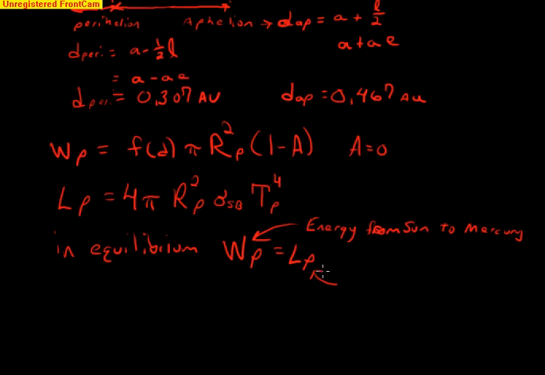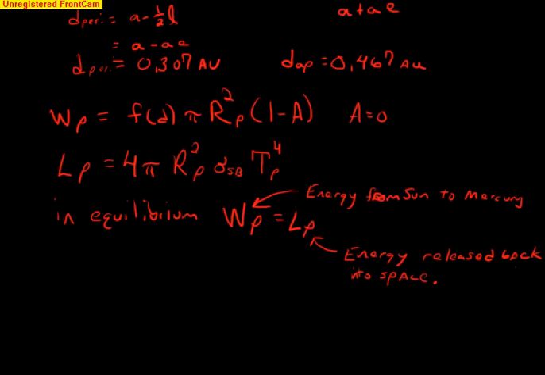And this term, what is this guy? This is the energy released back into space. Okay, so that's what being in equilibrium means. So this planet isn't getting hotter, it's not getting colder, it's in equilibrium. So this will be a constant.